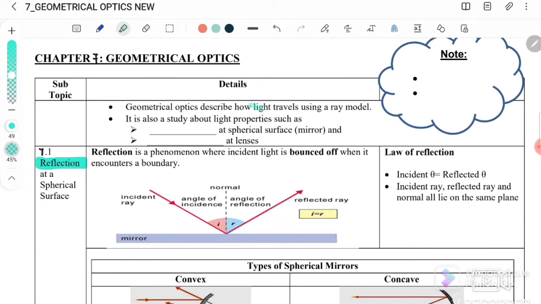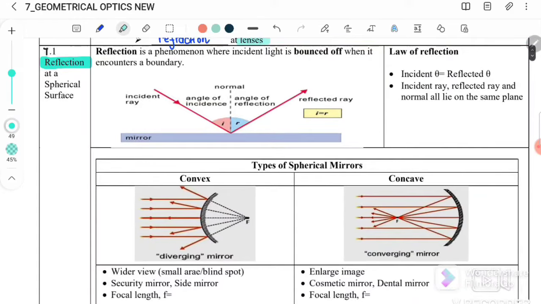Geometrical optics describes how light travels using a ray diagram. It's also a study of light properties, such as number 1, reflection. Reflection is pantulan, for the spherical mirror. The second part is refraction, perembiasan, and usually it happens in a lens. So we look at the first part first, 7.1, reflection.